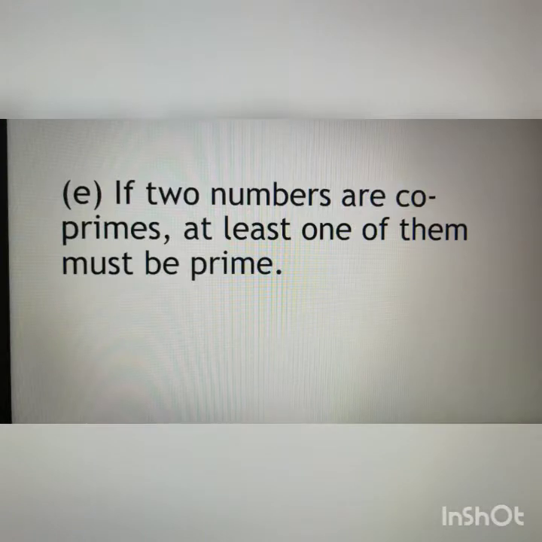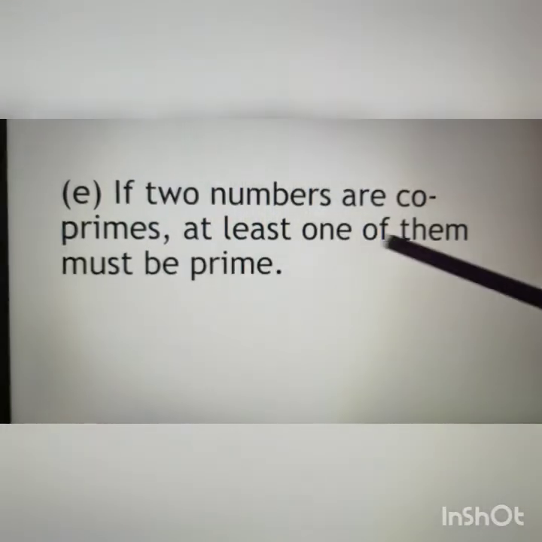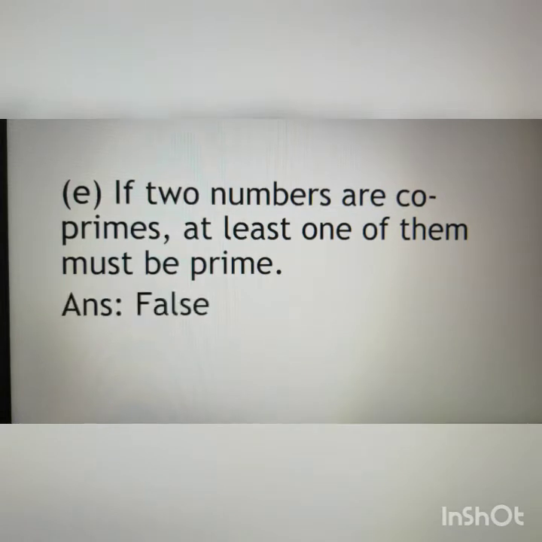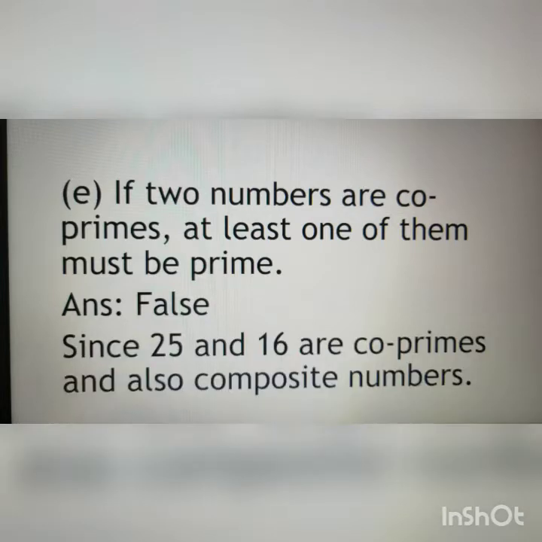Question E: If two numbers are co-primes, at least one of them must be prime. Answer is false. One reason, as an example, 25 and 16 are co-primes and they are also composite numbers.